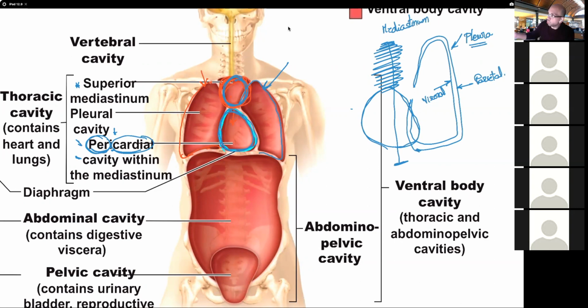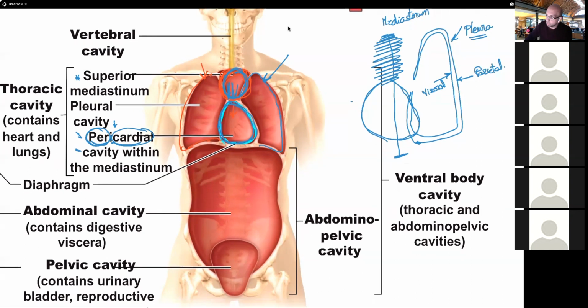So we've got two pleural cavities for the two lungs, and in between the lungs, you've got the mediastinum. Inside the mediastinum, I have a special part for the heart. We call this space around the heart the pericardial cavity. Above the heart, I have part of the mediastinum in which the blood vessels are traveling in and out of the heart. This is called my superior mediastinum.